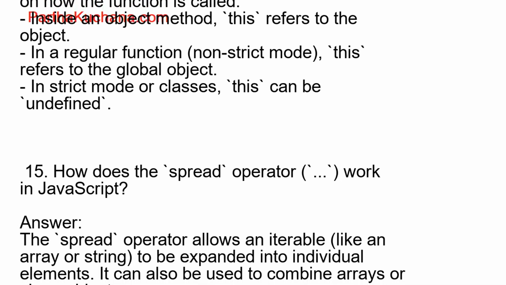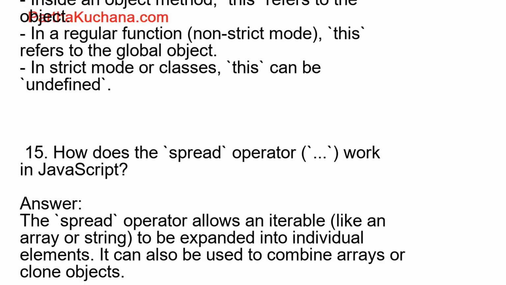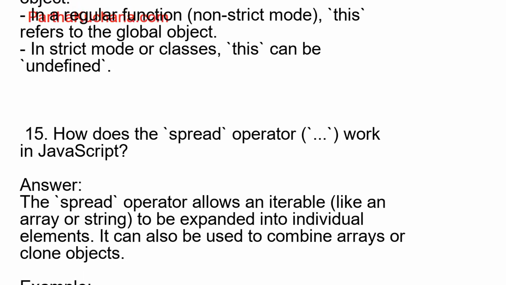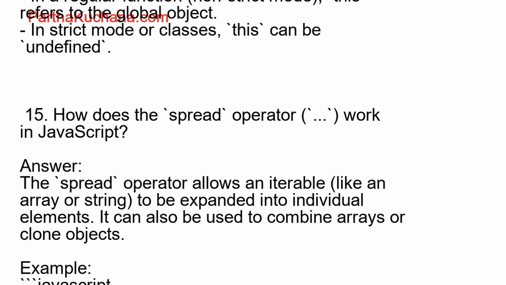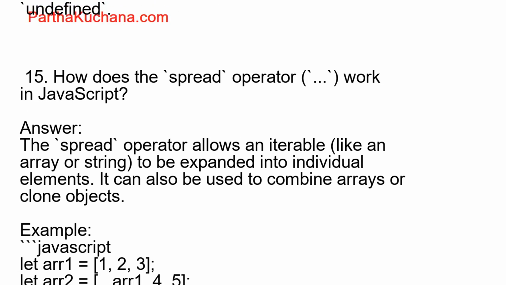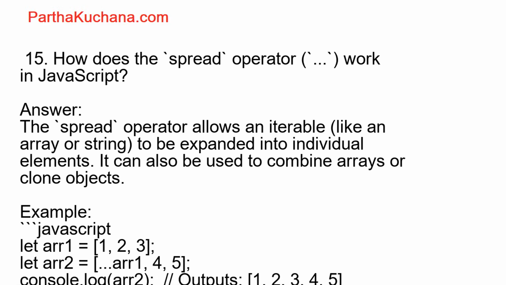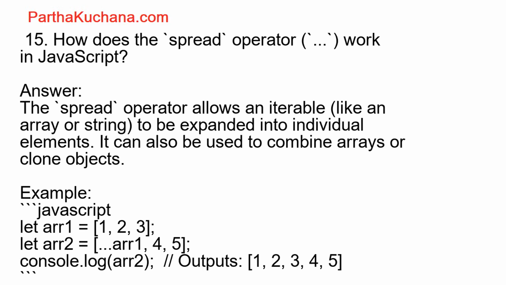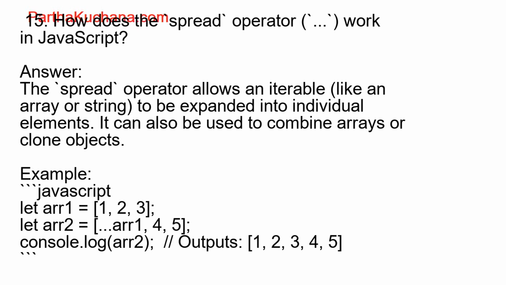16. What is the event loop in JavaScript? Answer: The event loop is a mechanism that allows JavaScript to perform asynchronous operations. It checks the call stack and the message queue. When the call stack is empty, the event loop pushes functions from the message queue into the call stack.